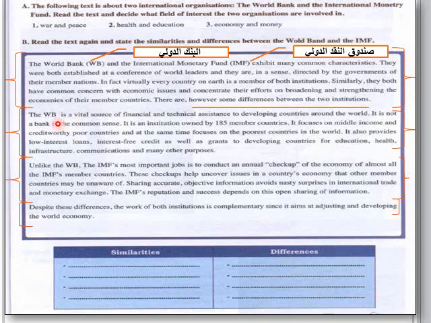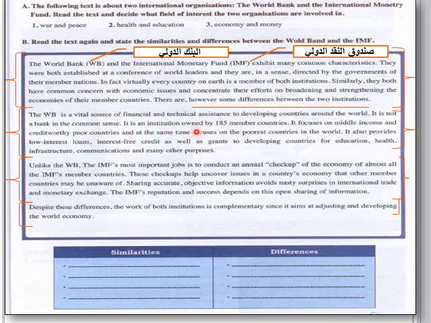Let's start with WB. So WB is a vital source of financial and technical assistance to developing countries around the world. It is not a bank in the common sense. Its main role is financial and technical. Developing countries like Kenya, like for example Morocco is a developing country. It is not a bank in a common sense.